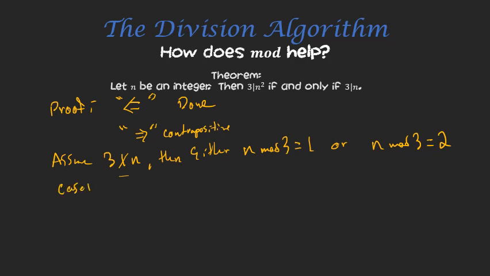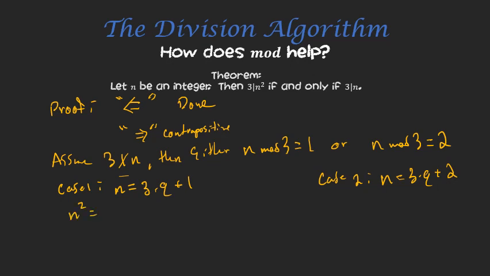So case 1 is when n mod 3 equals 1. And that means that we can write n as 3 times some quotient plus a remainder of 1. So that's my case 1. And then case 2, my n will be 3 times some quotient plus 2. So it splits all the possibilities into these two cases, and now we can look at n squared.